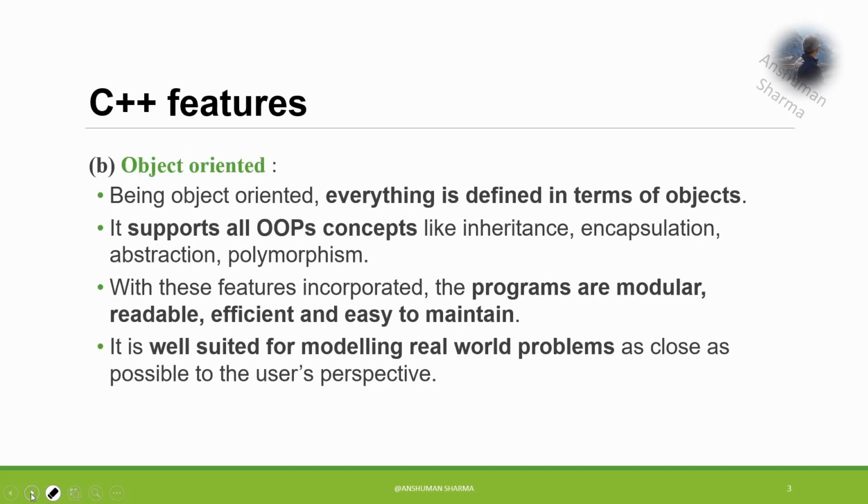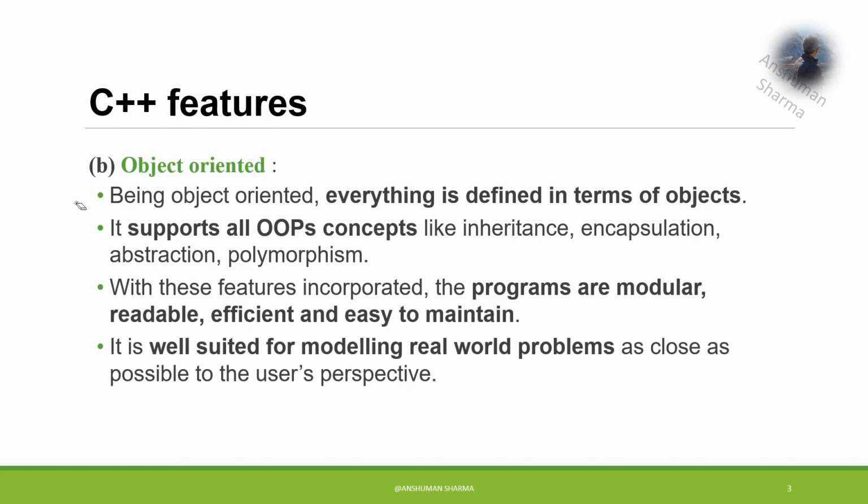Next, C++ is object oriented. By the term object oriented, we mean that it is an important paradigm of C++, and everything is defined in terms of objects. Being object oriented, it supports key concepts of OOPS like inheritance, encapsulation, abstraction, polymorphism, message passing, and binding. With this concept supported by C++, it makes the program modular, readable, efficient, and easy to maintain, because they are well suited for real-world problems.